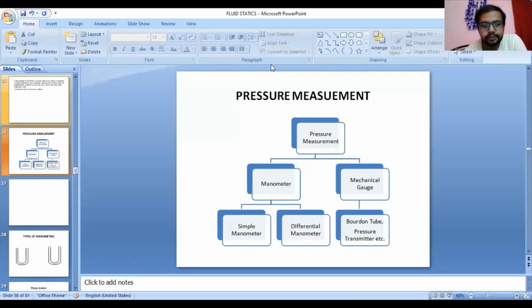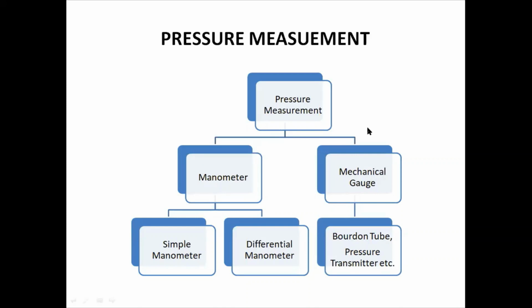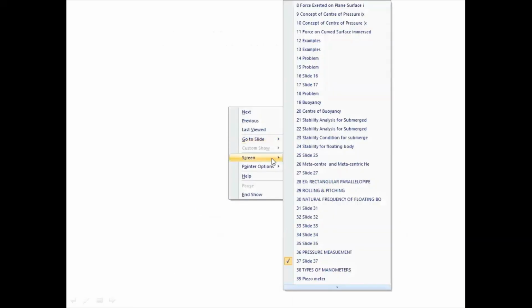So we'll come back to the manometer. The pressure measurement, the spelling has a mistake. So the pressure measurement types are the manometer and the mechanical gauge pressure. In the mechanical gauge pressure, you will see here.